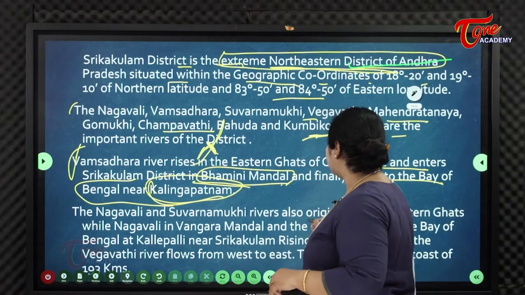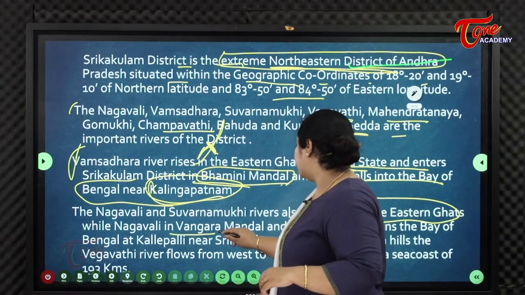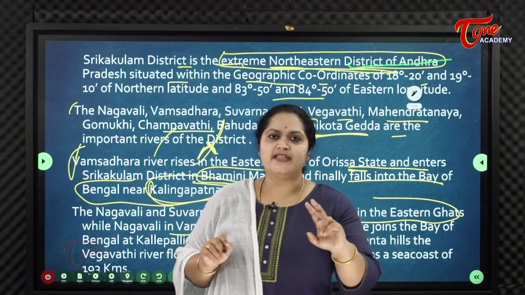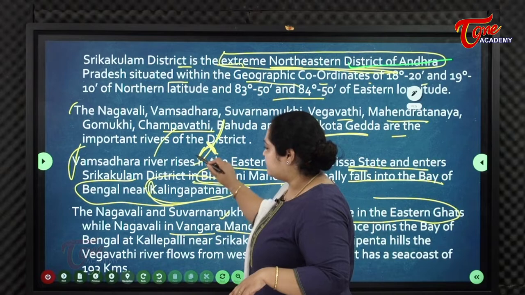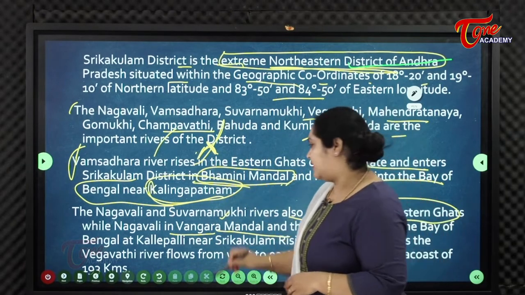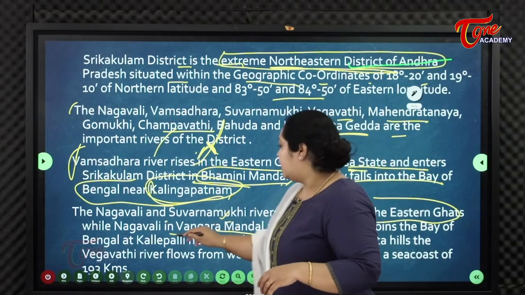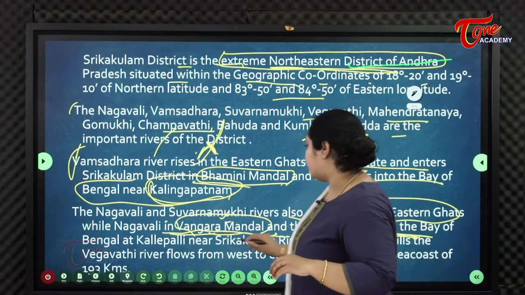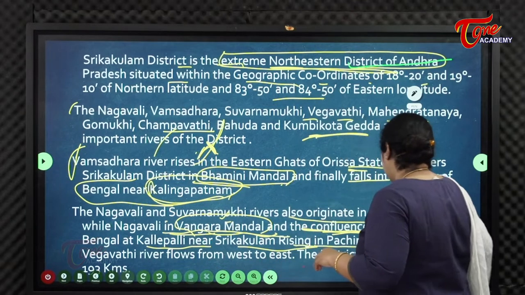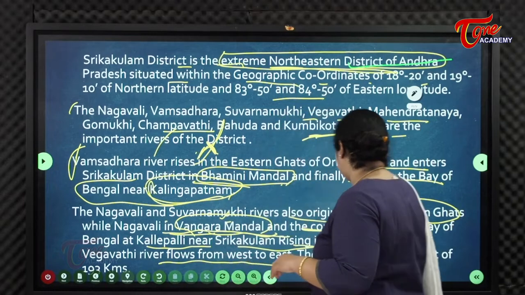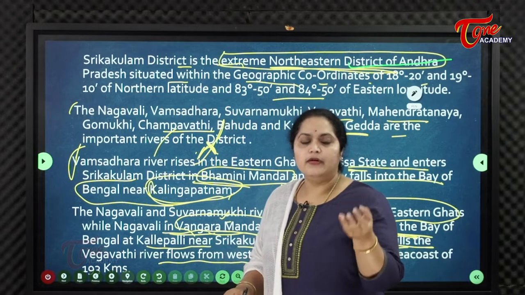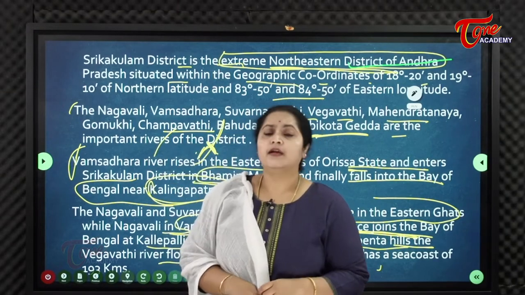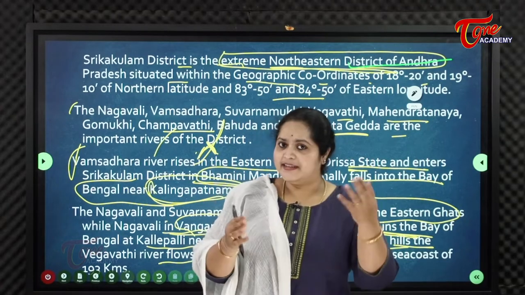Next, Nagavalli. The Nagavalli and Suvarnamukhi rivers also originate in the eastern ghats, with Nagavalli entering in Vangara Mandal. All the major rivers of Srikakulam district, like Vamsadhara, Nagavalli and Suvarnamukhi, originate in the eastern ghats of Odisha. Nagavalli continues and its confluence joins the Bay of Bengal at Kallepalli near Srikakulam, rising in the Pachipenta Hills. The Vegavati River flows from west to east. So the most important rivers of Srikakulam originate in the eastern ghats of Odisha, enter Srikakulam district, and join the Bay of Bengal in the district.